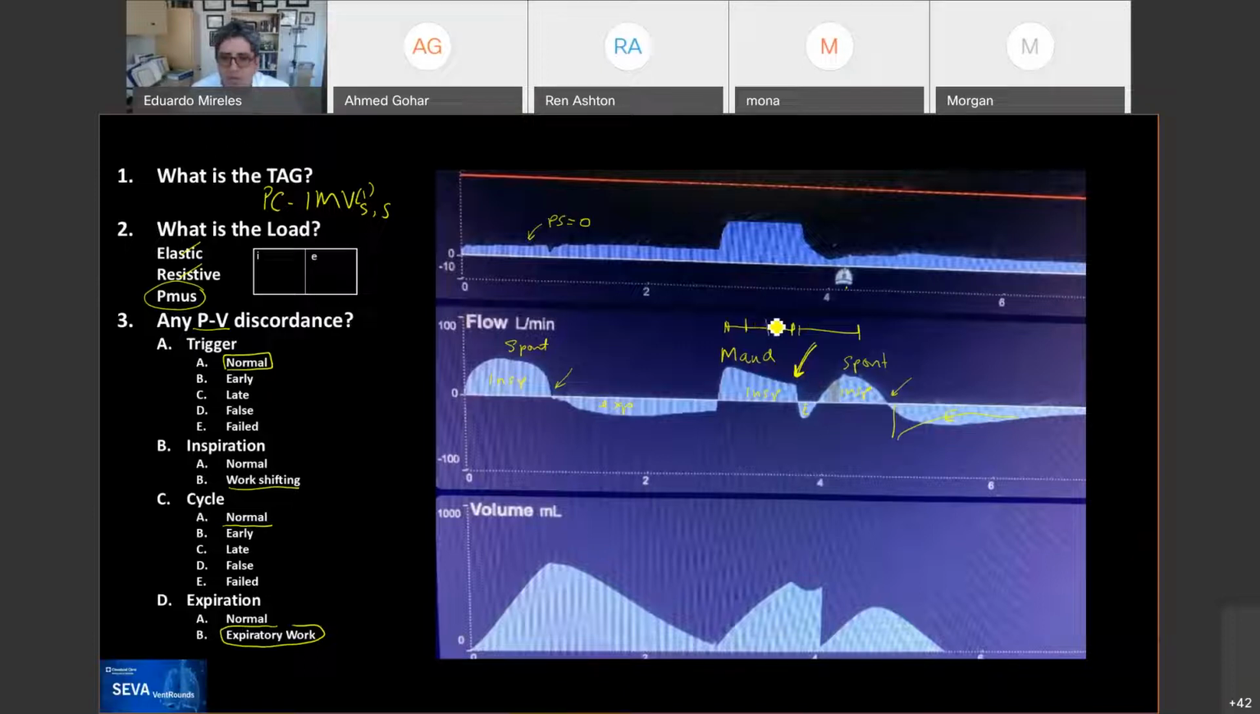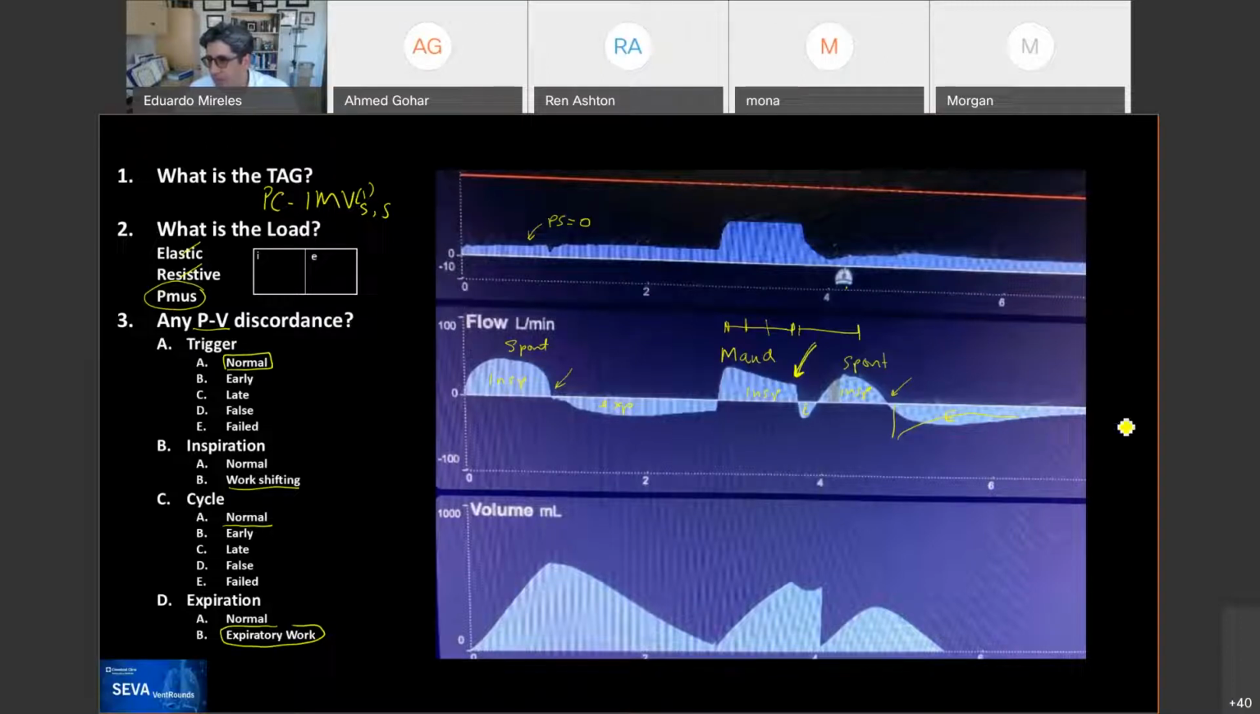So we're learning more about early trigger, and we may need to start classifying where it happens in the breath, because it does have different consequences for the patient depending on where it happens. So excellent point, Ahmed. Thank you.